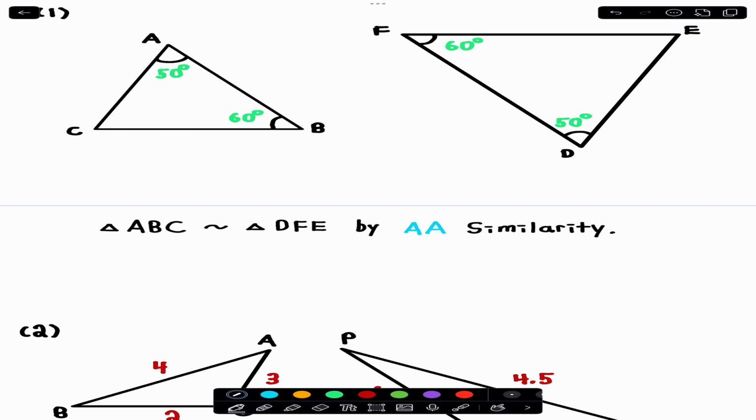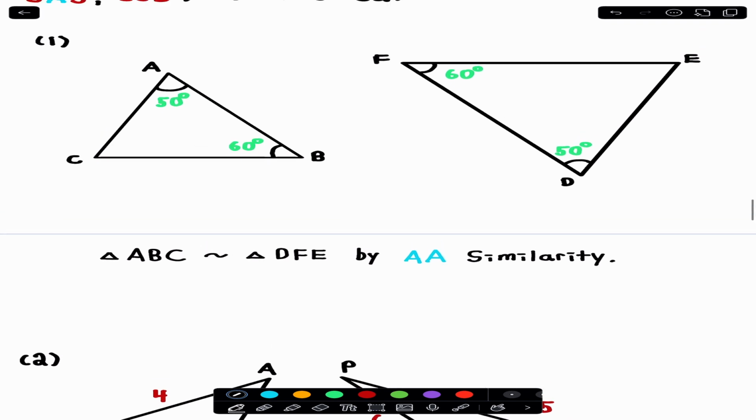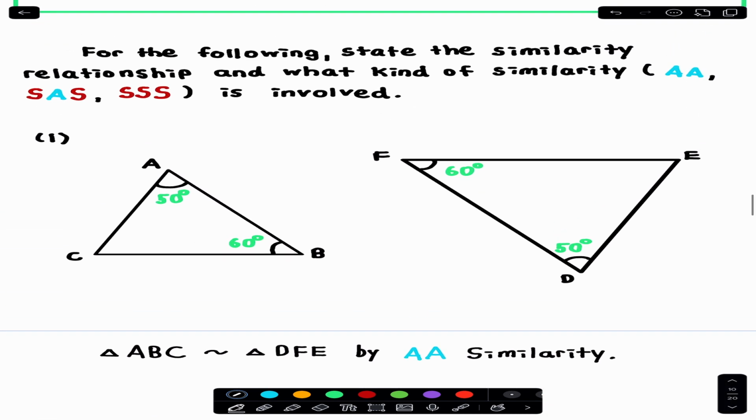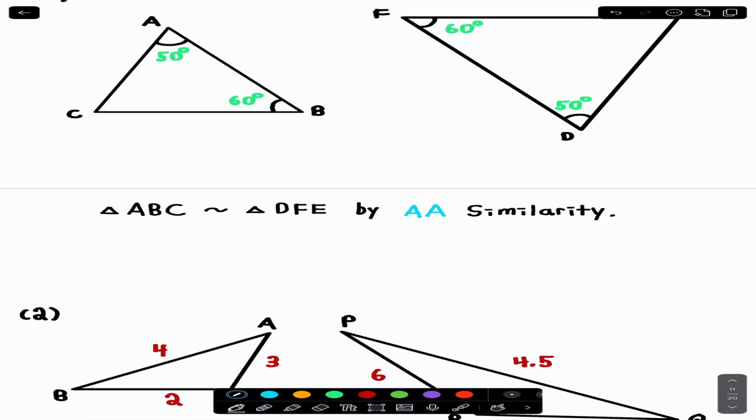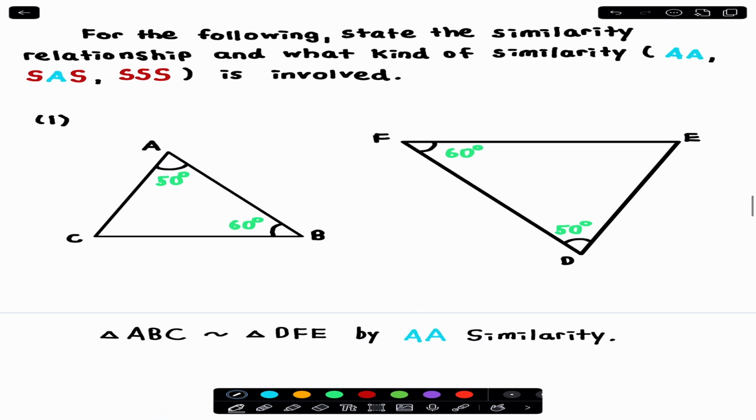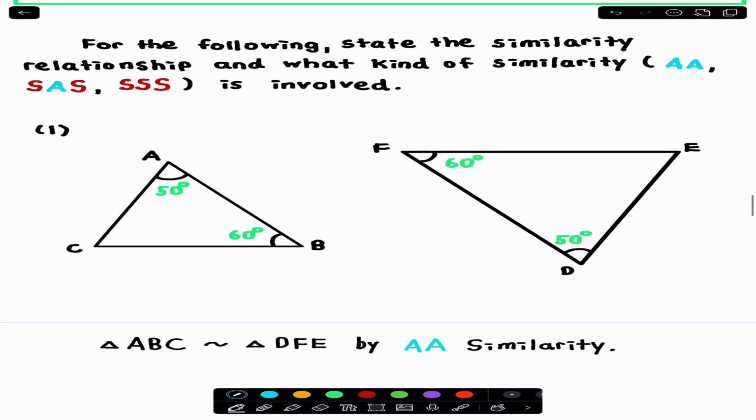And that's good enough for me. You don't need to write out fully angle similarity. If you say AA, I know you know it's angle. Okay, now I think in fact that's all we are asked to do.